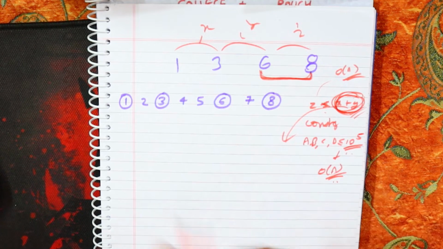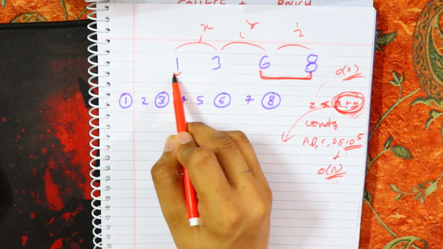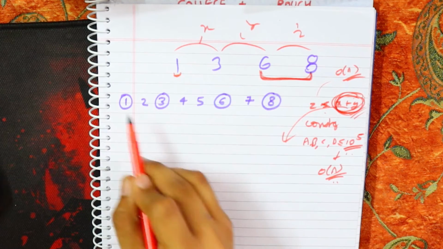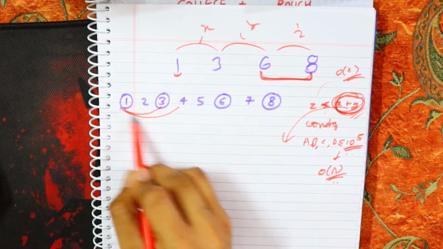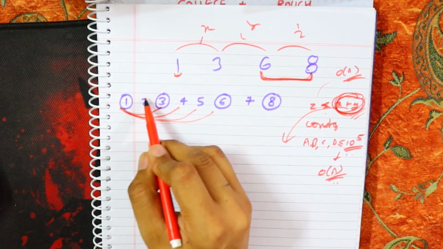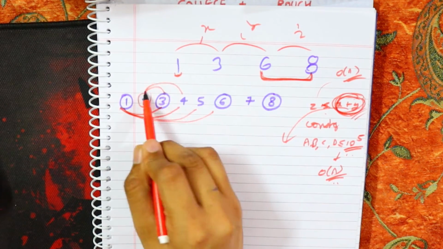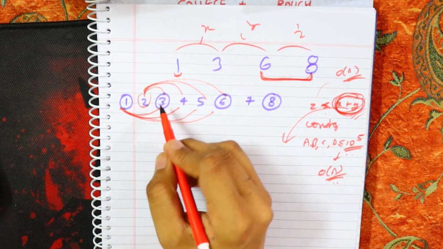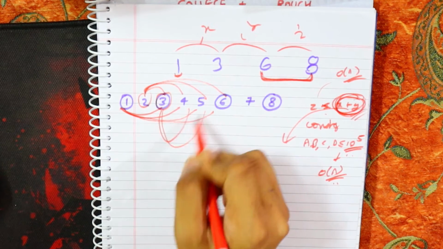So what you will do is, you will start from 1. You will go for 3, for 4, for 5, for 6. Now you will start for 2. You will go for 3, for 4, for 5, for 6. You will start with 3. You will go for 4, 5 and 6.